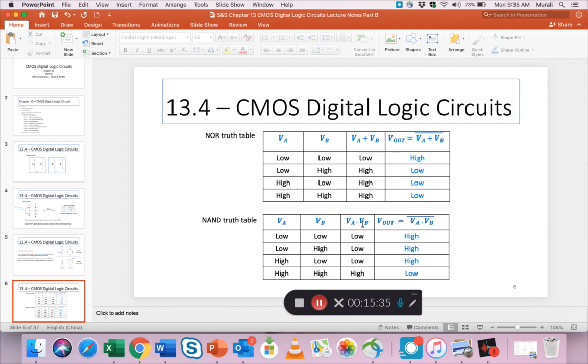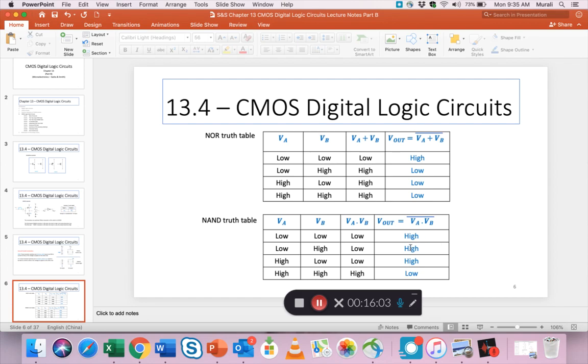What is an AND? When the first input and the second input are both high, then the output is high, right? So only one condition here gives you a high. Both this and this have to be high, then this is a high. So that's an AND function. Now what's a NAND function?